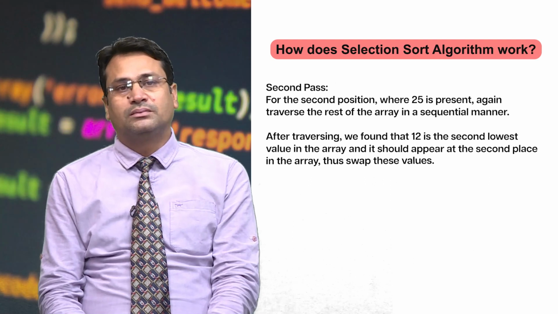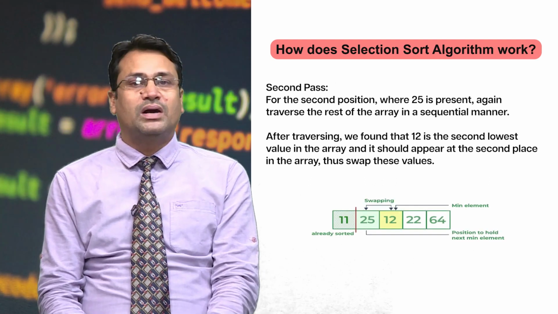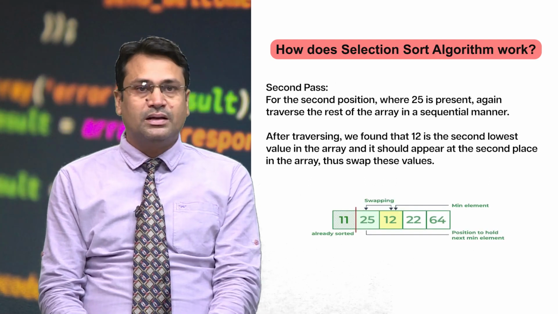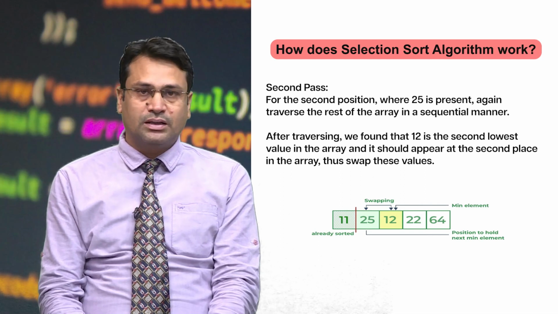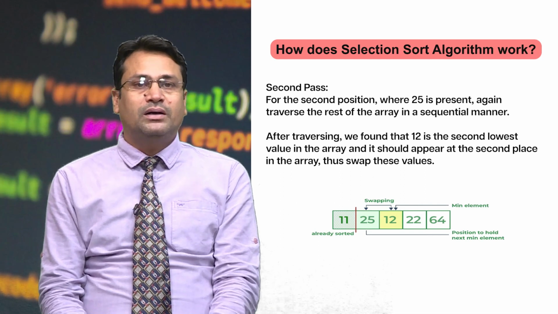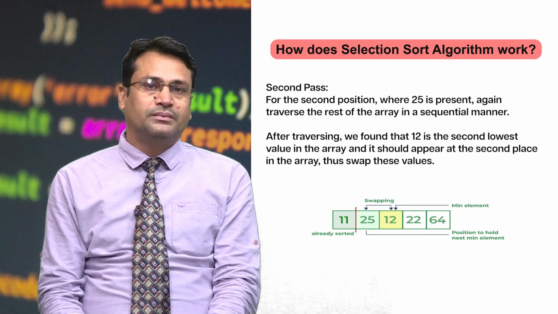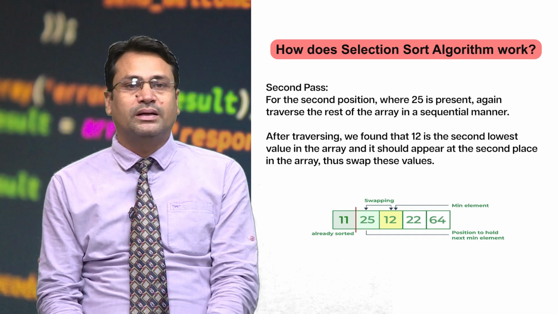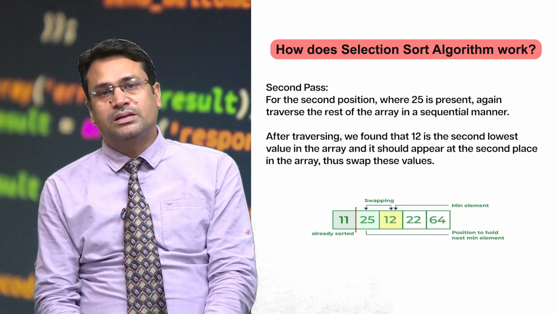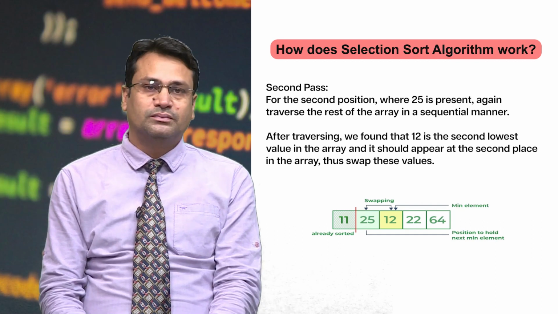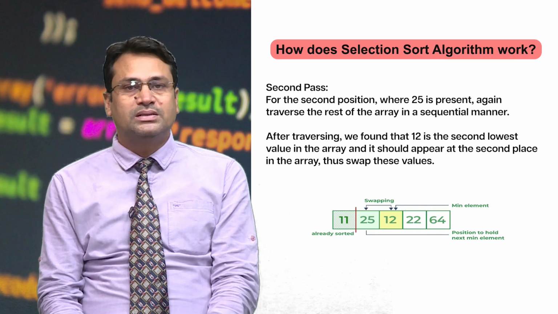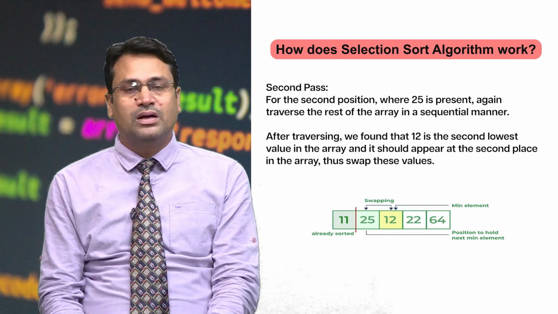In the second pass, for the second position where 25 is present, again we traverse the rest of the elements in a sequential manner. After traversing, we found that 12 is the second lowest value in the array and it should appear at the second place in the array. So, these two values will be swapped. Now, you can see this value is swapped.